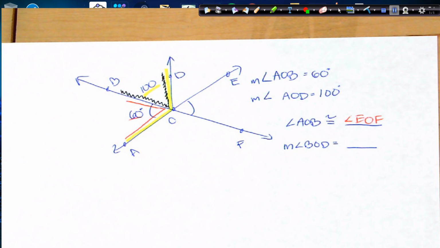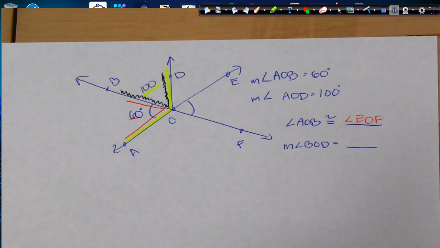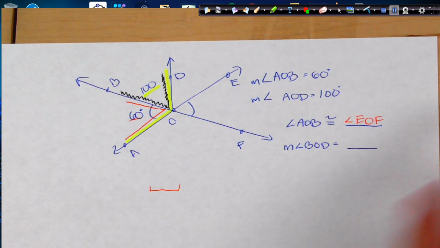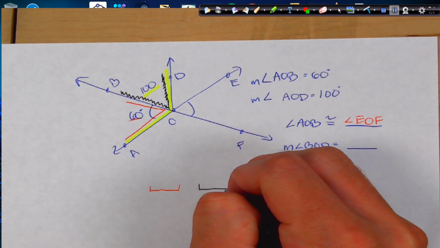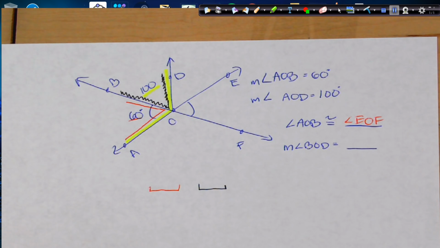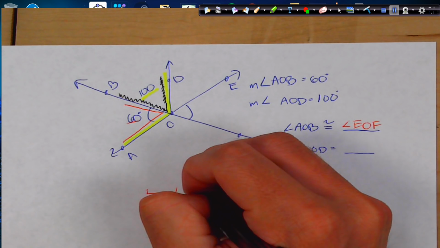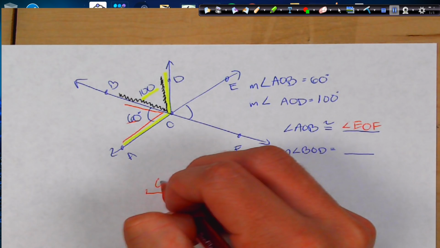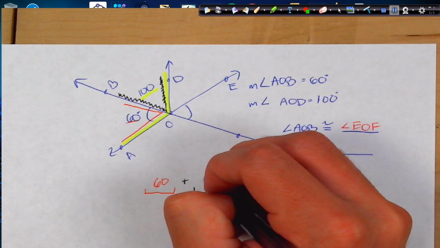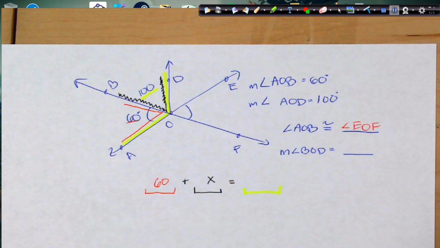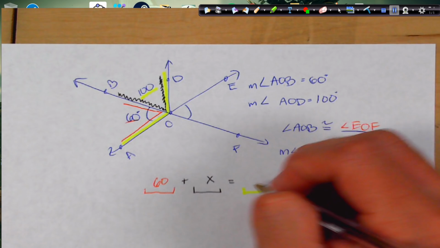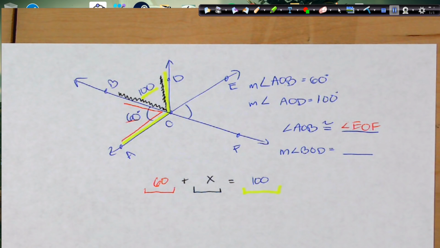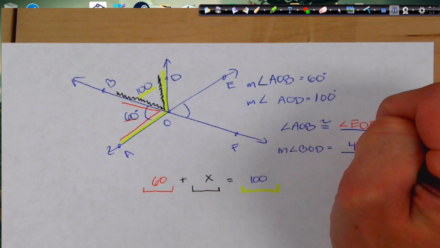Okay? And if you really look at it, I could take the red angle plus the black angle, and I should get the full yellow angle. So plus equals. And the red angle is 60. The black angle is the one I'm trying to find out. And the yellow angle, I don't have a yellow pen, we'll just use this, is 100. So pretty basic math here. We're going to subtract using the angle addition postulate, and we're going to get 40 degrees.